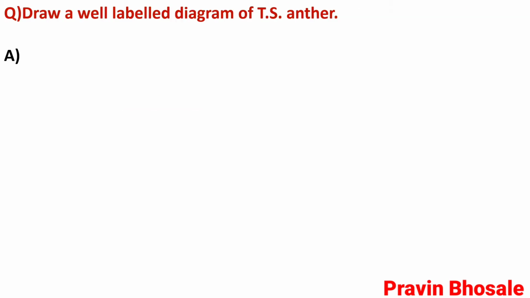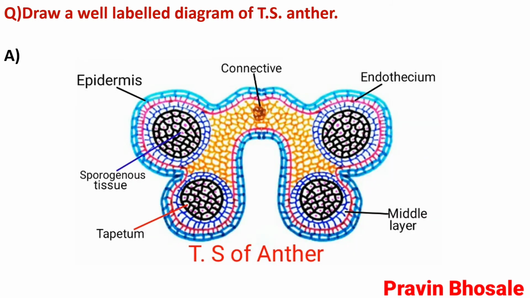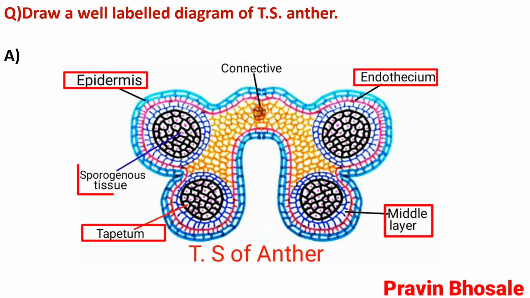Draw a well-labeled diagram of TS of anther. So for drawing the diagram, half mark, and any 3 labelings, half mark each. The labelings are epidermis, endothecium, middle layer, tapetum, sporogenous tissue, and connective.